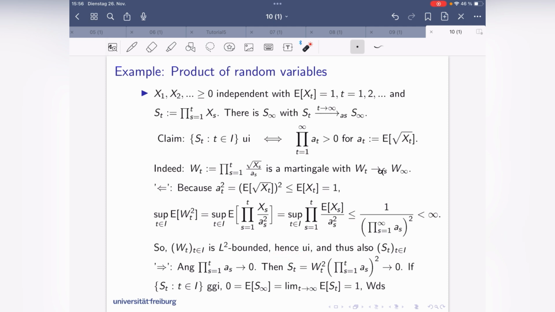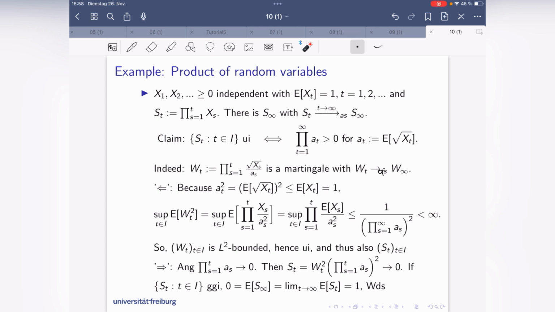And by this, we see that the expectation of W_t square converges to the expectation of W infinity square. And from this, because W_t square is almost the same as S_t apart from the denominator, we find that the expectation of S_t converges to the corresponding expectation of S infinity. And therefore, we do not only have almost sure convergence, but we also have L1 convergence of the S_t here. And by this, we see that S_t must be uniformly integrable.